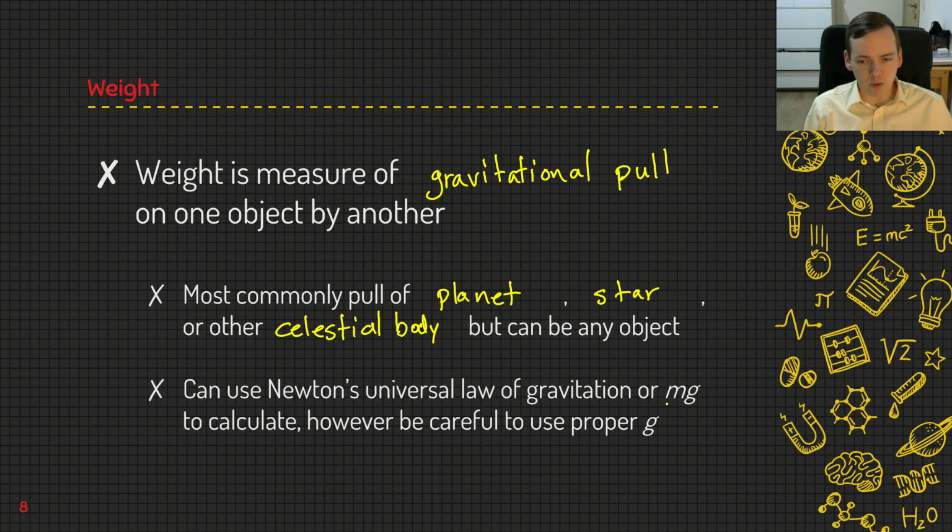In this case, you can use Newton's universal law of gravitation to calculate weight, or you can use this equation mg, but just make sure you use the proper g. So if you're farther from the Earth, you're not using 9.8. If you're on a different planet, you're using the right g, and remember this g can be calculated by saying G times the mass of whatever object it is over the radius, or the distance from the center of that object.